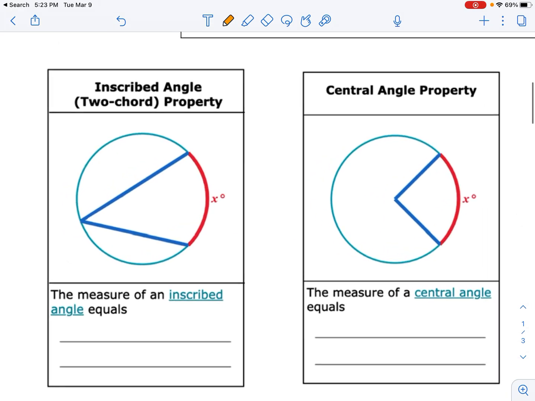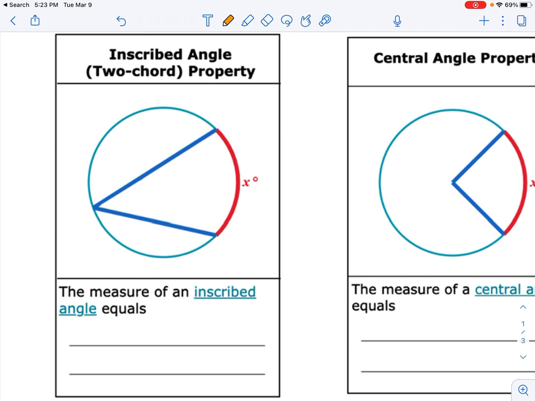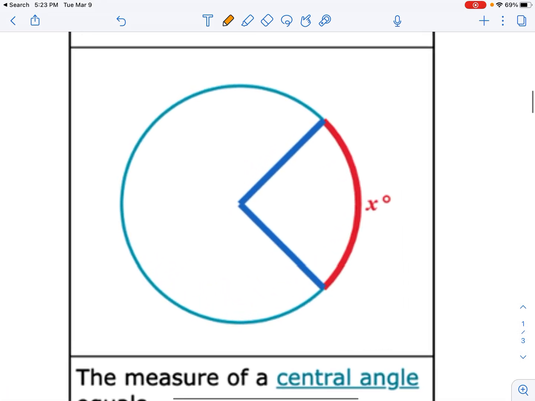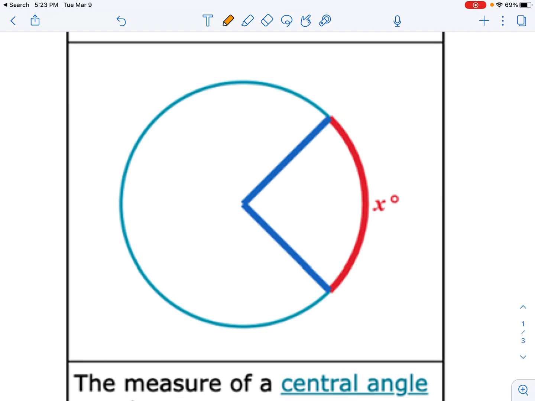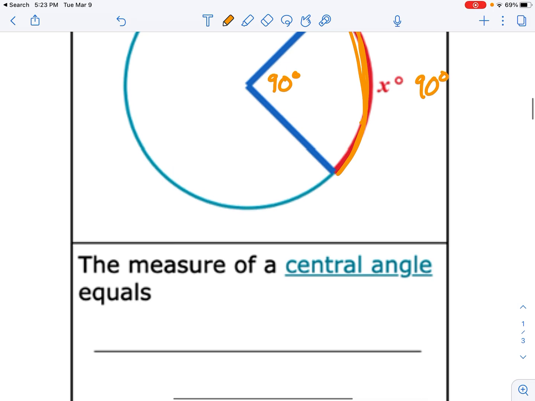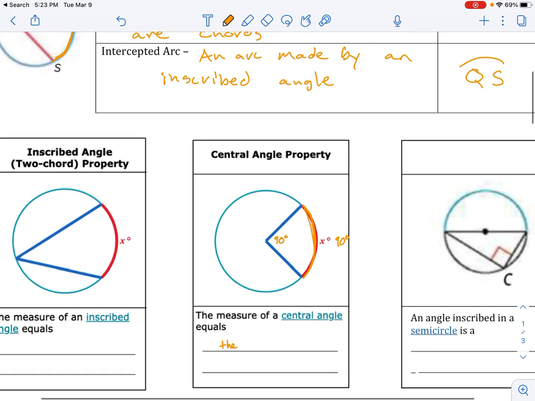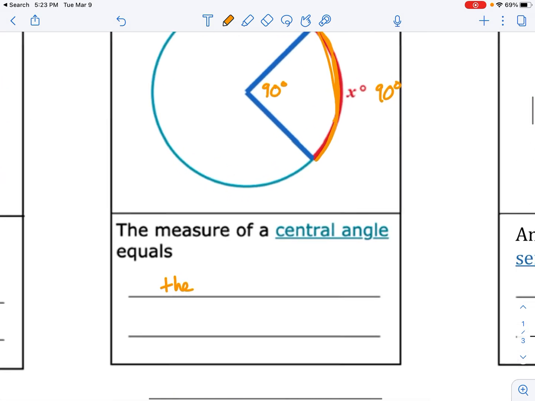Now in class, we talked about how we would figure out the angle measures of those things. But before we start that, let's talk about a central angle. This is something we talked about yesterday, but it's worth refreshing. Let's say that this angle was 90 degrees. That would mean if I were to label this arc, I would also say that it's 90 degrees. So the measure of the central angle equals, let's call it the intercepted arc, I guess.